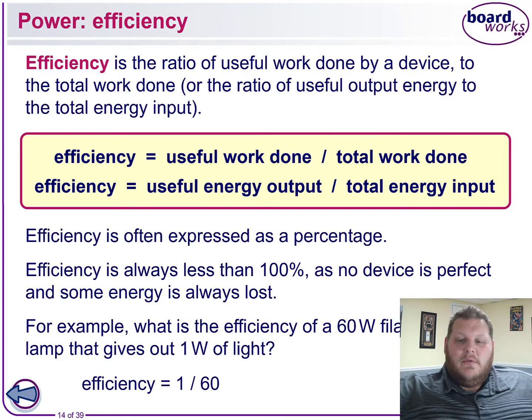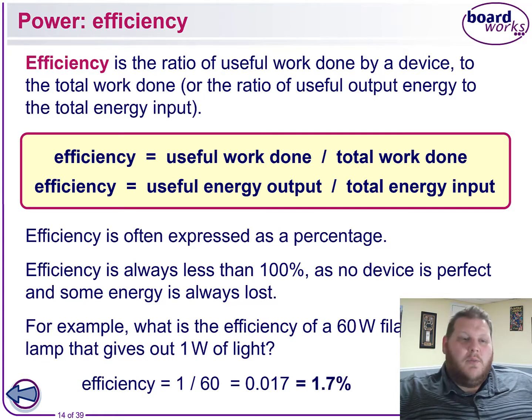Well, again, useful power divided by total input power would be 1 over 60, so 0.017, which if we look at it as a percentage, moving the decimal place 2 to the right, is 1.7% effective. Not very effective.